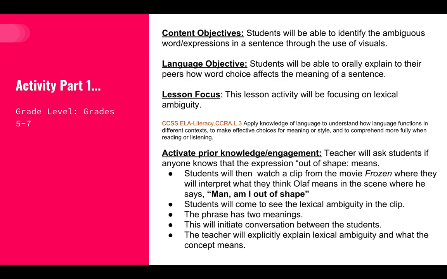Teachers will ask students if anyone knows the expression out of shape and what that means. Students will then watch a clip from the movie Frozen where they will interpret what they think Olaf means in the scene where he says, "Man, am I out of shape?" Students will come to see the lexical ambiguity in the clip. The phrase has two meanings. This will initiate conversation between the students. The teacher will explicitly explain lexical ambiguity and what the concept means.